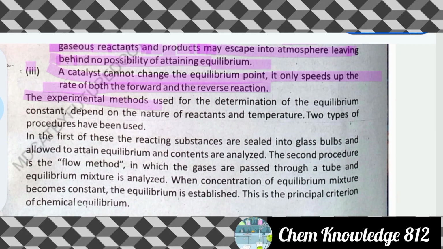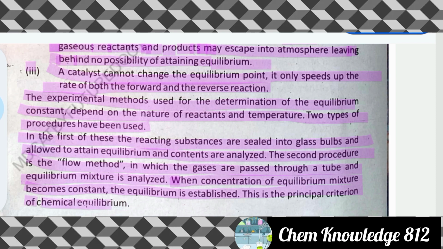The experimental method used for the determination of the equilibrium constant depends on the nature of the reactant and temperature. Two types of procedures have been used. In the first of these, the reactant substances are sealed into glass tubes and allowed to attain equilibrium, and the contents are analyzed. The second procedure is the flow method, in which the gases are passed through a tube and the equilibrium mixture is analyzed. When the concentration of the equilibrium mixture becomes constant, the equilibrium is established. This is the principal criterion of a chemical equilibrium.